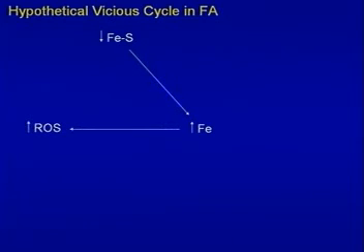So there are some who think that these defects that I'm talking about actually form a vicious cycle, that when you have decreased assembly of iron-sulfur clusters, this leads to mitochondrial iron accumulation, which in turn increases reactive oxygen species, free radicals, oxidants, okay?